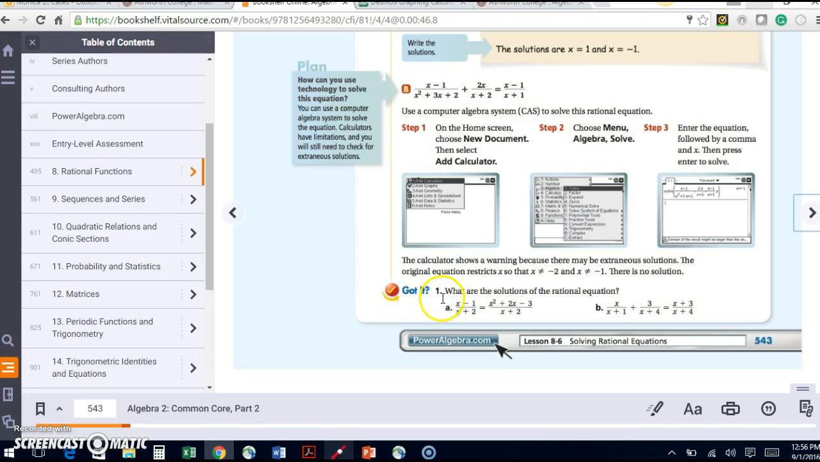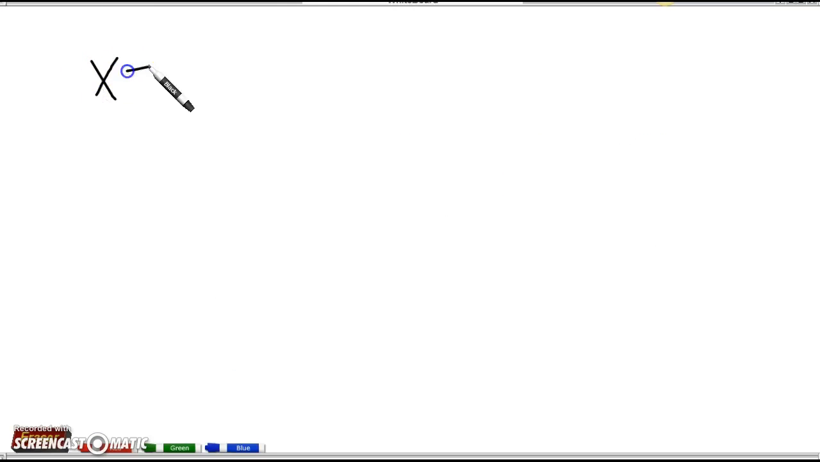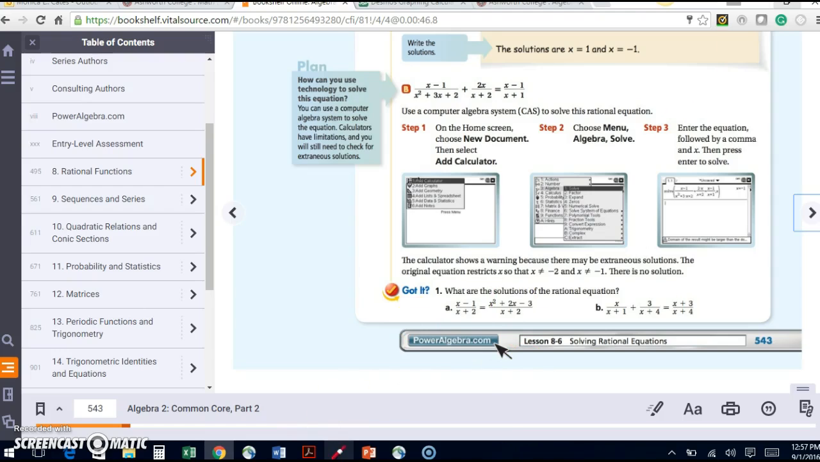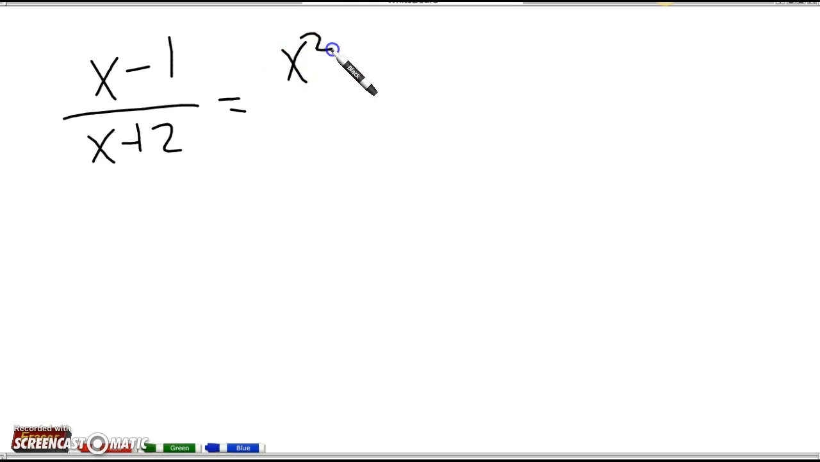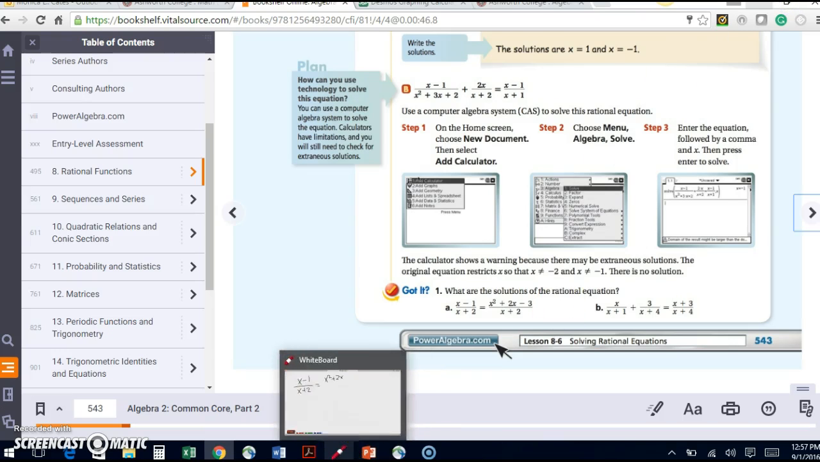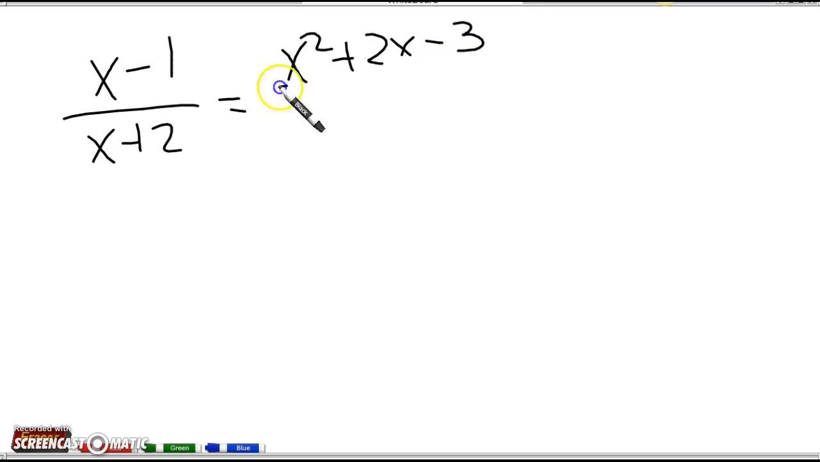Let's go on to the next one. It says, what are the solutions of the rational equation? So we have two ways we can solve. I have x minus 1 over x plus 2 equals x squared plus 2x minus 3 over x plus 2. Well, this one's easy.